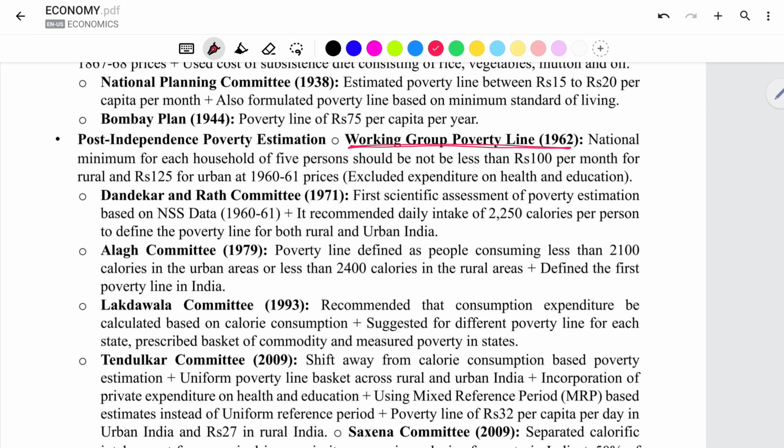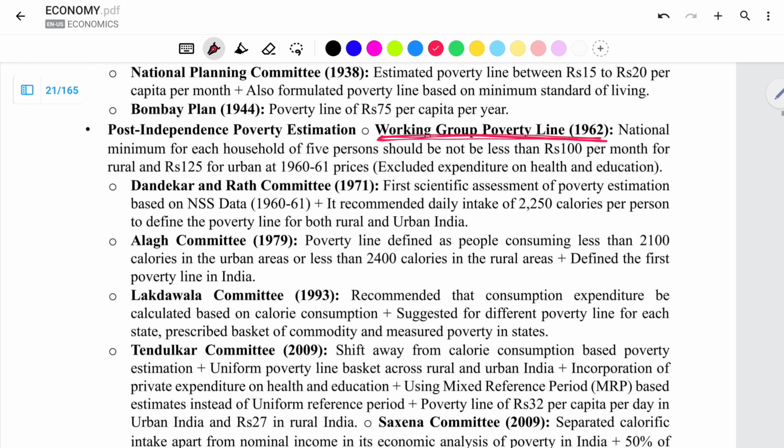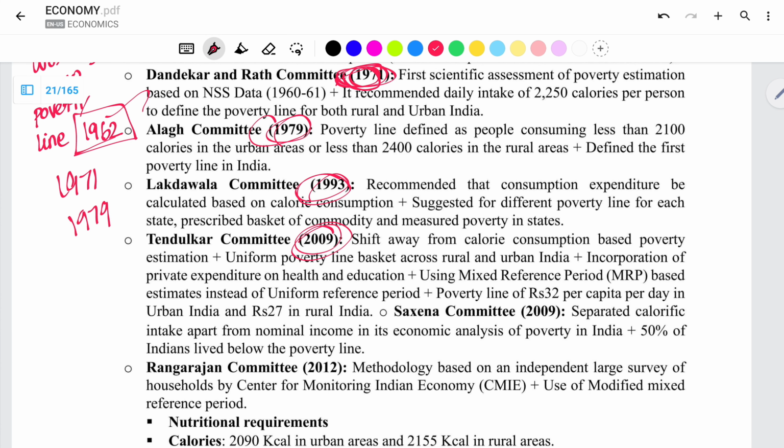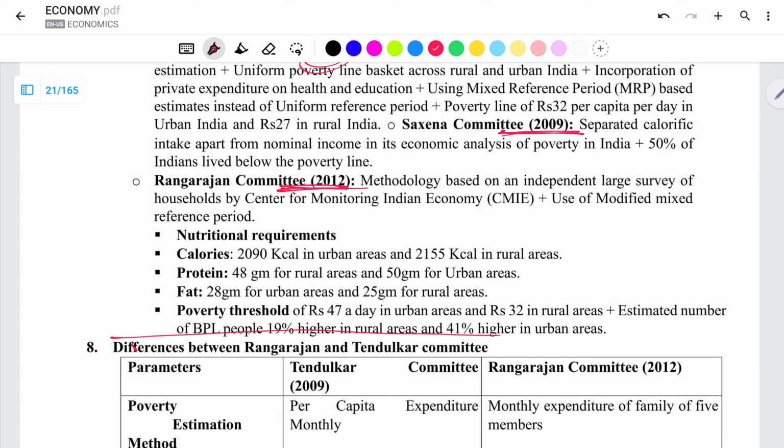Post independence also, there is a working group for the poverty line. So how will you remember this? Working group, and then we have the poverty line: 1962, the Indo-China War, you have to remember, and 1971, exactly the Indo-Pakistan War. 1962, 1971, 1979, 1993 and 2009, and Saxena is also 2009. Rangarajan is 2012. Up to this, that's all.